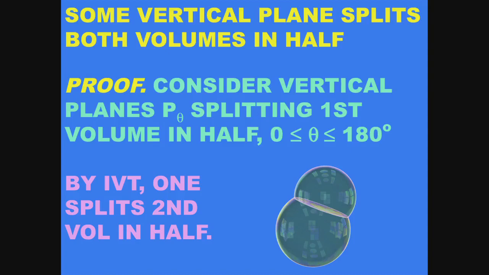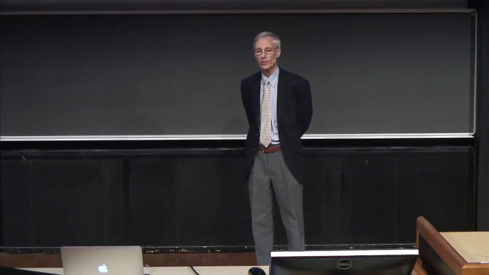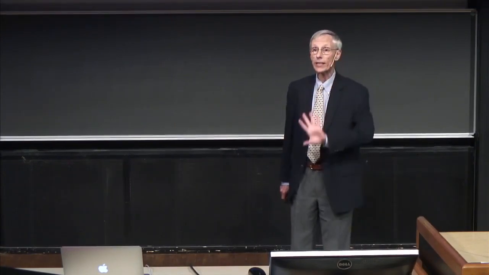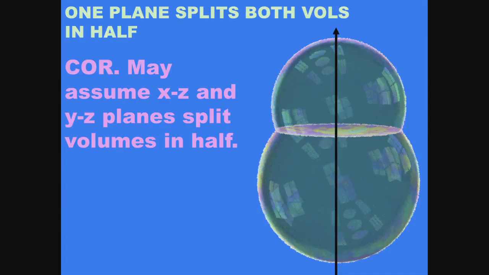Okay, now turn that whole picture on its side, make that plane horizontal, and repeat the argument, and you'll get a second plane perpendicular to the first that splits both volumes in half. So now we have two perpendicular planes that split both volumes in half. We might as well assume that they're the xz and the yz planes, which meet along the z-axis, and that turns out to be the axis of rotational symmetry. So I haven't given you all the details, but there's the flavor of the kind of symmetry argument that's so important.